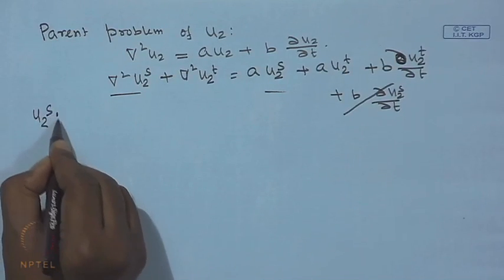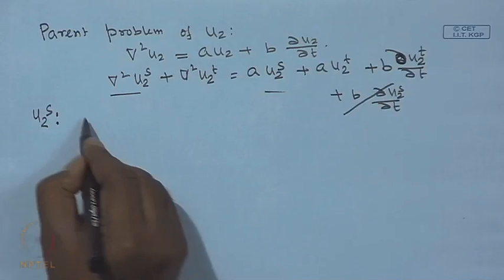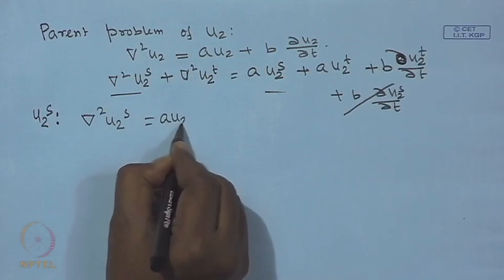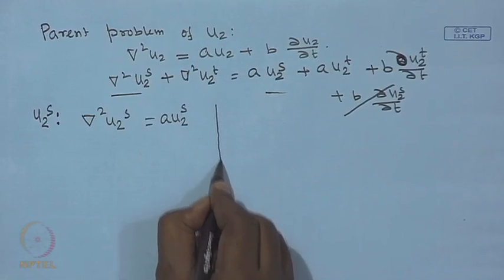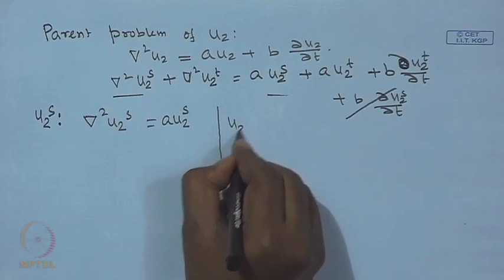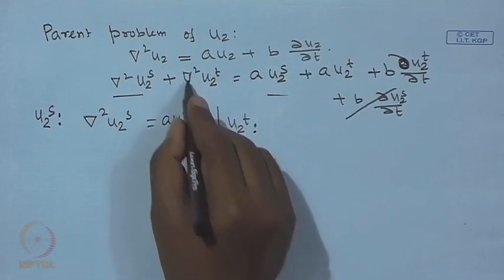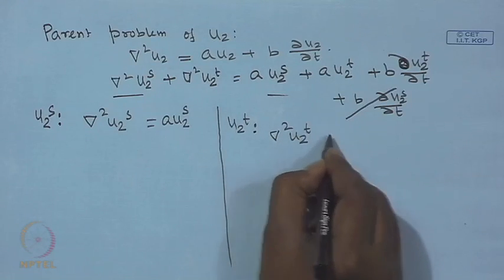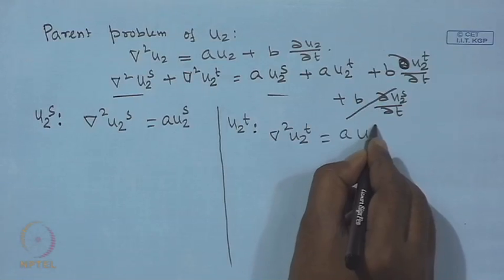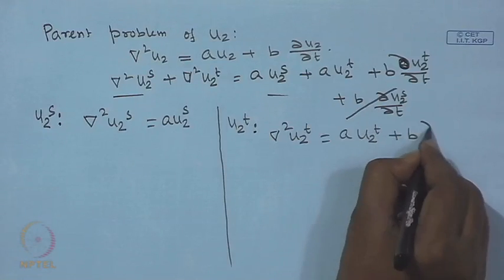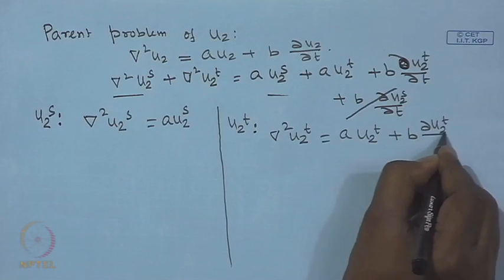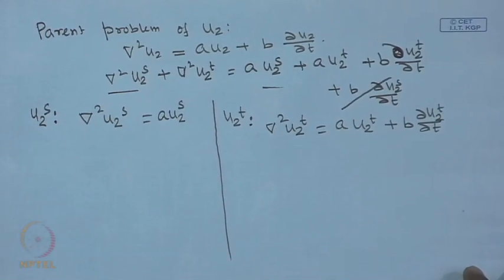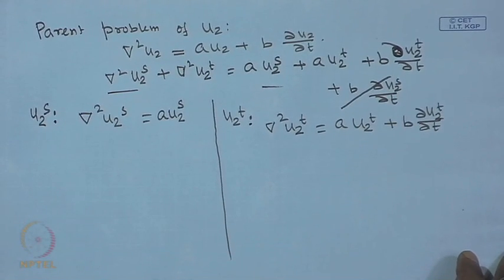Again we collect the similar terms and formulate the governing equation of u2s. So, what is u2s? The governing equation of u2s is nothing but grad square u2s is equal to a u2s. And what is the governing equation of u2t? Just collect the similar terms: grad square u2t is equal to a u2t plus b del u2t del t. Now we have to formulate the initial and the boundary conditions for this problem.